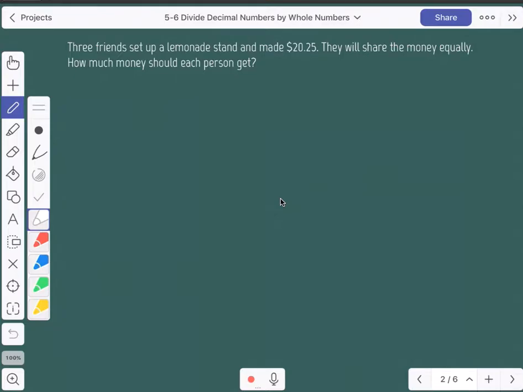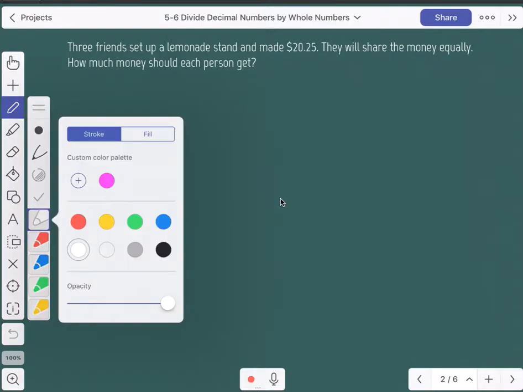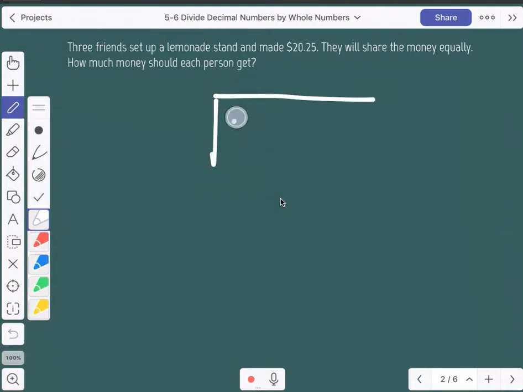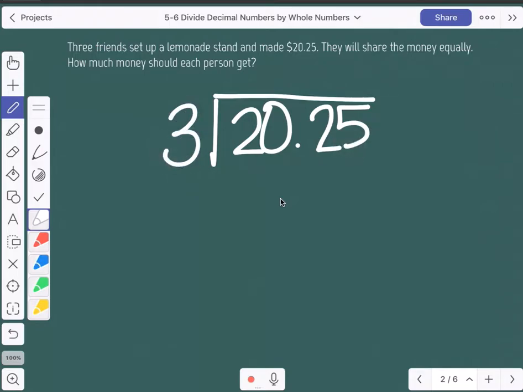Our problem is that three friends set up a lemonade stand and made $20.25. They're going to share that money equally. So how much will each person get? We know that we're going to be dividing the total amount of money, which is $20.25, by 3 people. This is the first time we have a dividend that is a decimal number. So we want to figure out how do we divide with a decimal.